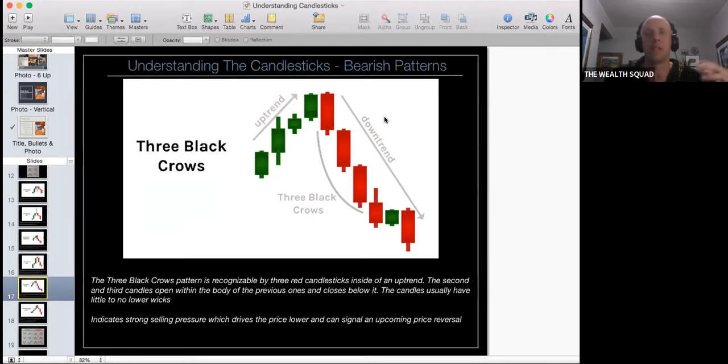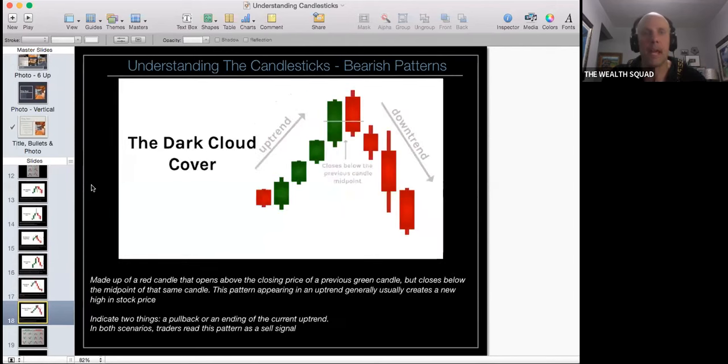And this downtrend indicates strong selling pressure, which drives the price lower and can signal an upcoming price reversal, which is where we're at here, right? And then you have your dark cloud cover. And this is made up of a red candle that opens above the closing price of a previous green candle, but it closes below the midpoint of that same candle, which is this green one here, right? You see that it closes below this one.